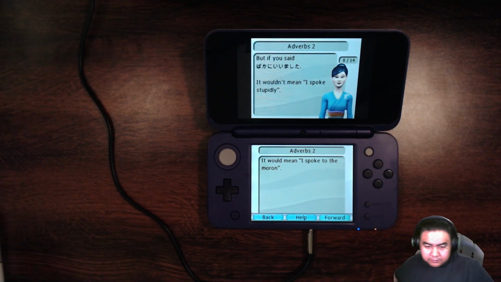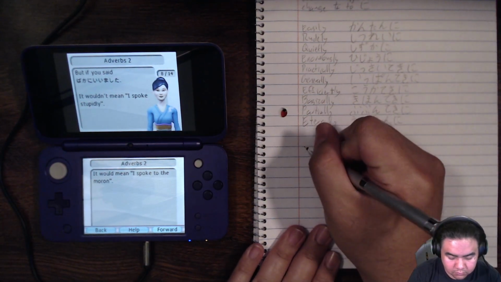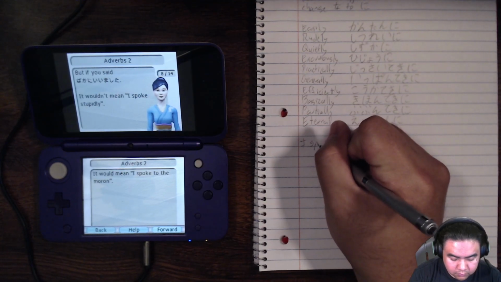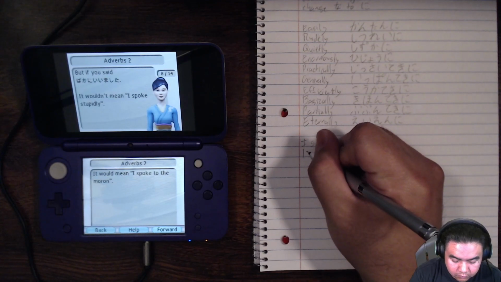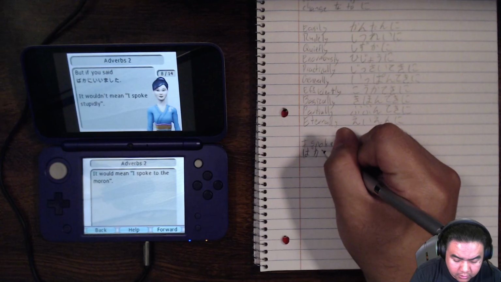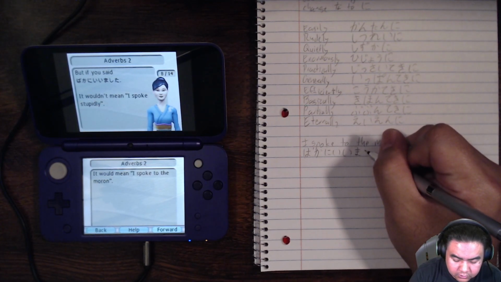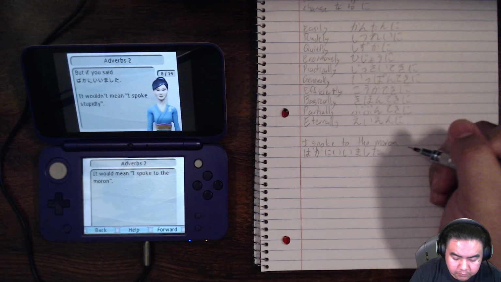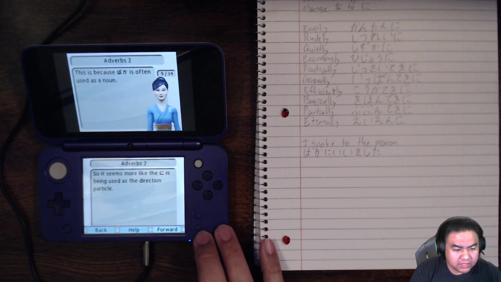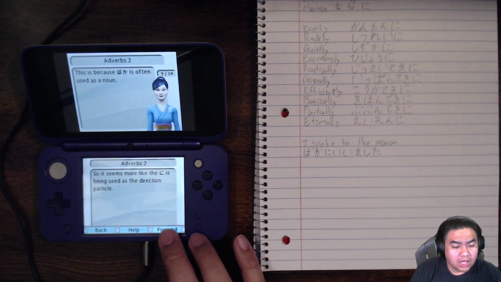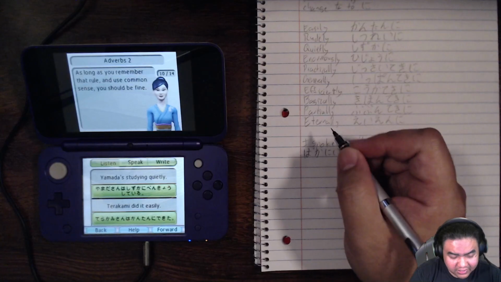Okay, I guess I can write this down. Ni. I. Ma. Shita. Baka ni imashita. This is because baka is often used as a noun, so it seems more like the ni is being used as a direction particle. Ah! As long as you remember that rule and use common sense, you should be fine. Okay, I'll do my best with common sense.